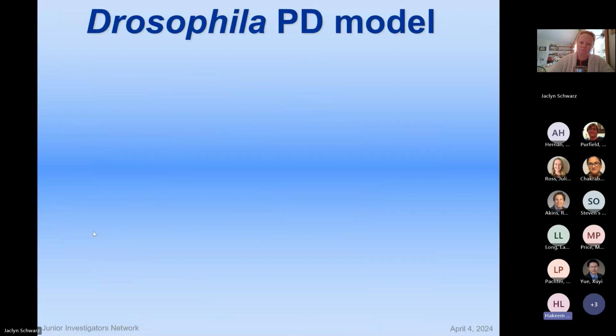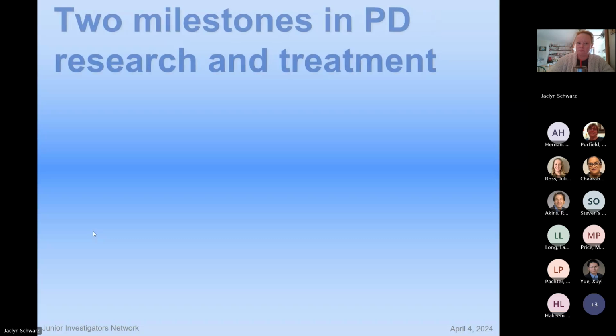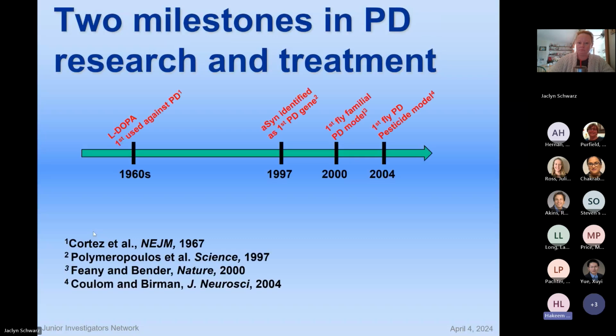And on the next slide, I'll be introducing to you where the model organism, my favorite model system, fits into all of these. And for that, I want to introduce to you a retrospective of where we've been with Parkinson's and where we're going. So if I'm going to click on the next button, you will be able to see that there have been two milestones in terms of research and treatment.